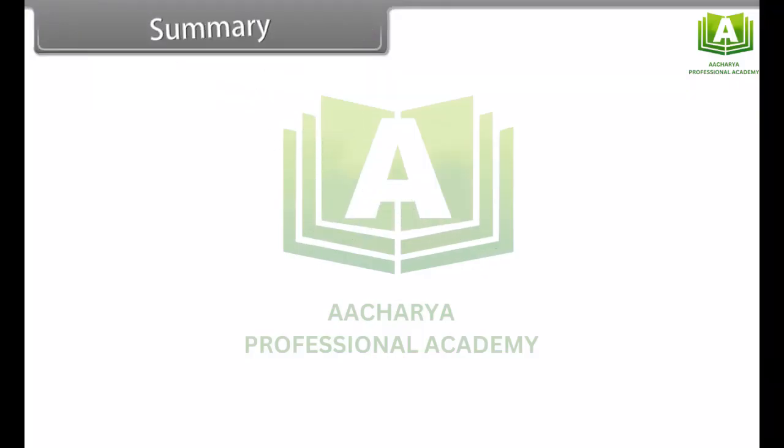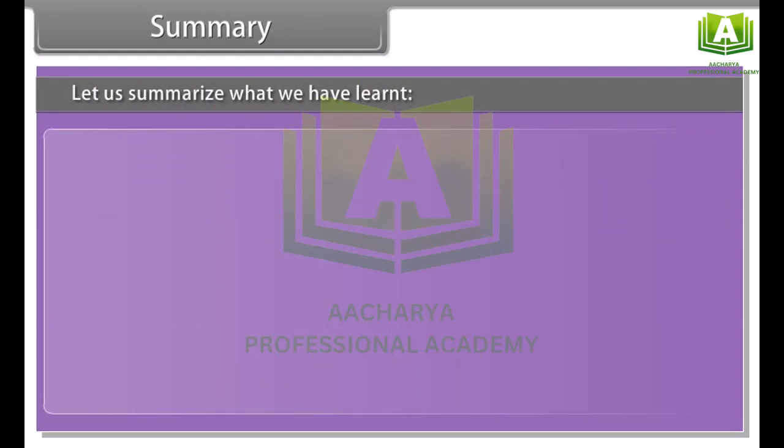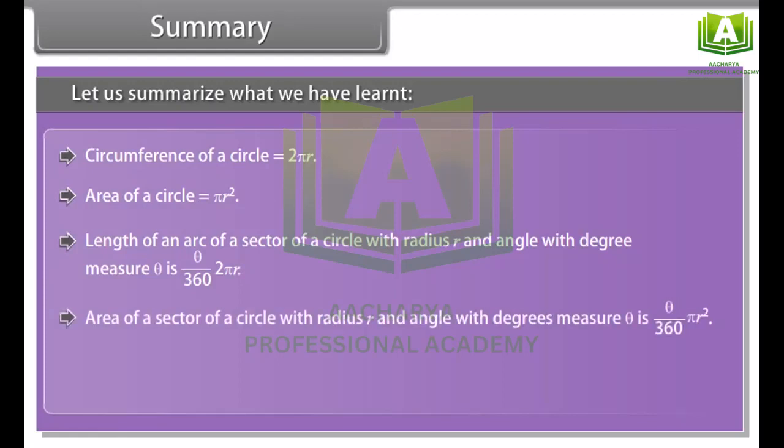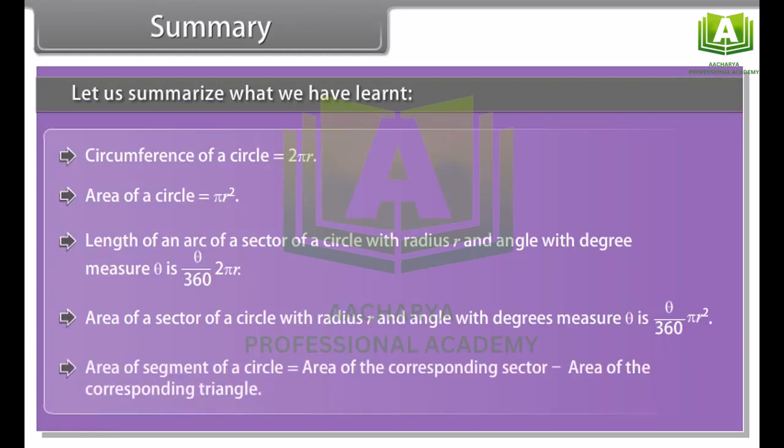Summary. Let us summarize what we have learned. Circumference of a circle is equal to 2 pi r. Area of a circle is equal to pi r square. Length of an arc of a sector of a circle with radius r and angle with degree measure theta is theta upon 360 into 2 pi r. Area of a sector of a circle with radius r and angle with degrees measure theta is theta upon 360 into pi r square. Area of segment of a circle is equal to area of the corresponding sector minus area of the corresponding triangle.